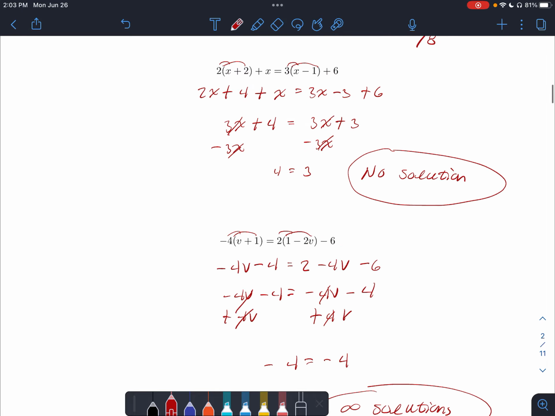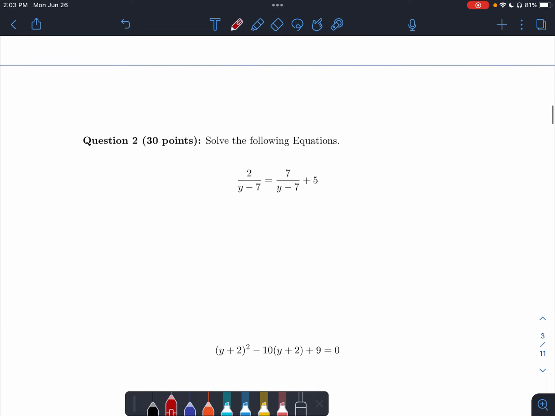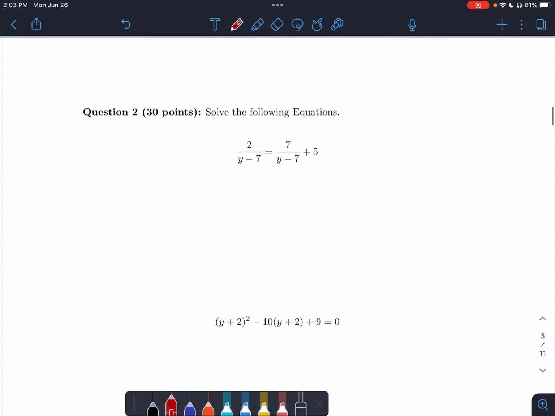Okay, so that's how we would do the first problem here. So for question 2, it says we need to solve the following equations. So here we have 2 over y minus 7 is equal to 7 over y minus 7 plus 5.